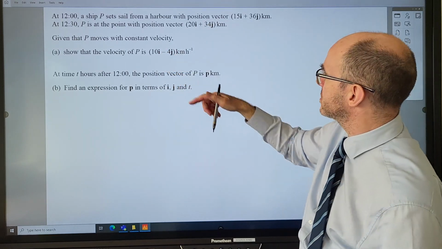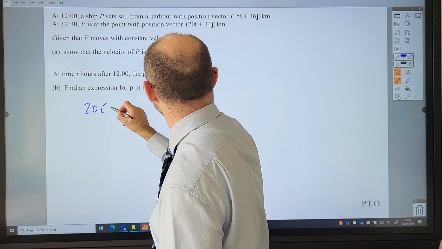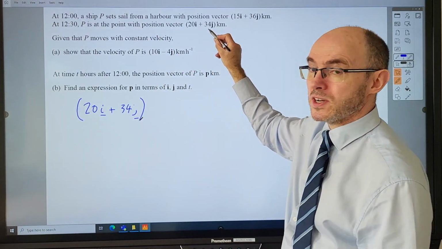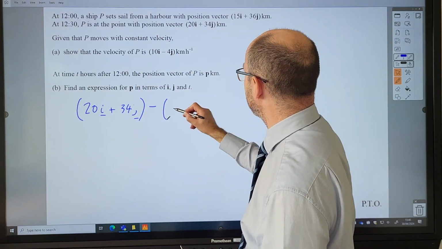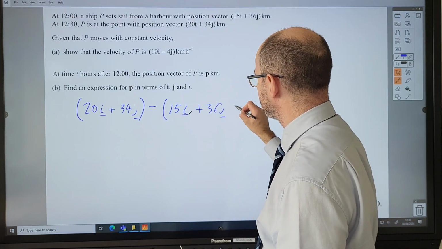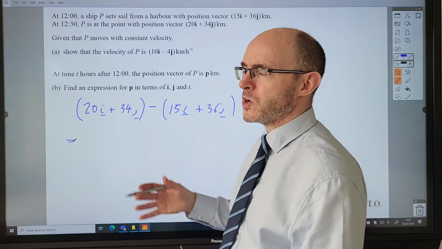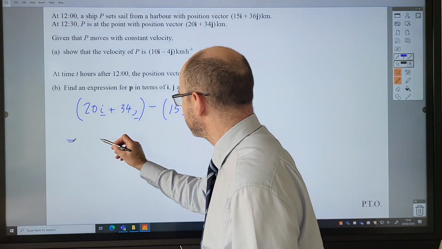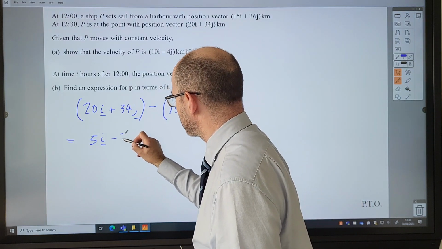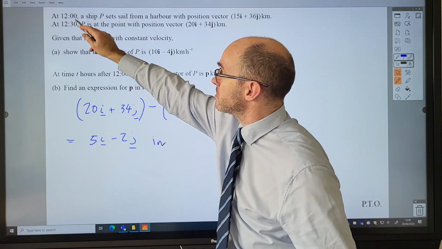Now it doesn't show that, so you should show a little bit of working for that. So I'm going to do that by writing down 20i plus 34j. That's where it ends up at 12:30, and subtract from that 15i plus 36j. Because that gives us the difference between this and this. 34 subtract 36 is negative 2. Okay, and that of course is in 30 minutes, from 12 o'clock to 12:30.